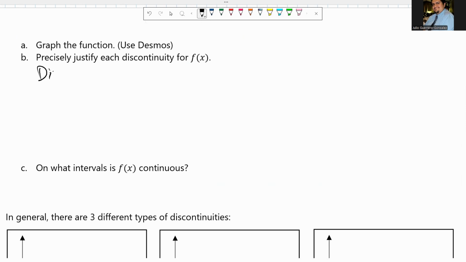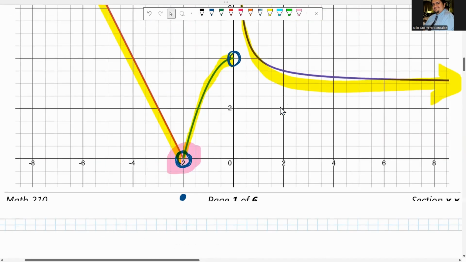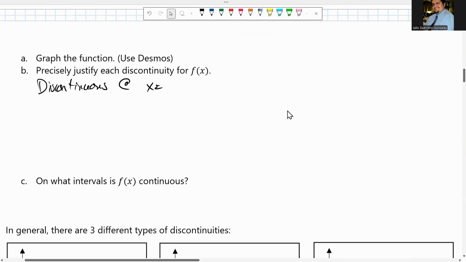It's discontinuous, and I'm going to refer to them at x equals, what's the x value there? -2 and 0. Okay, so let's do x equals -2.